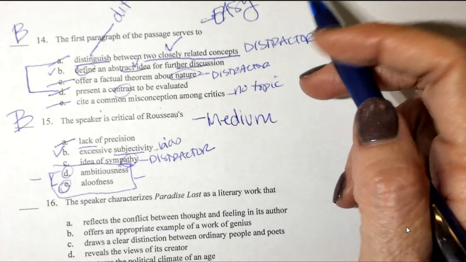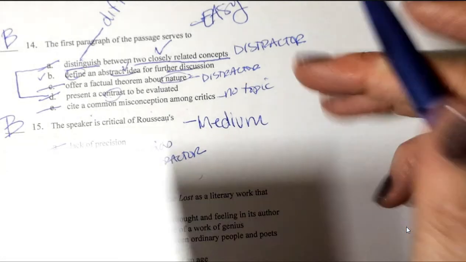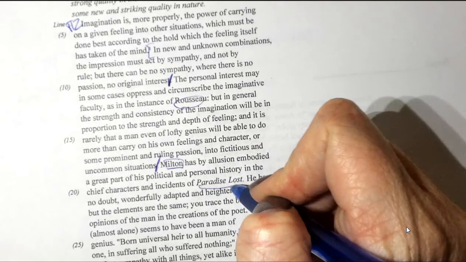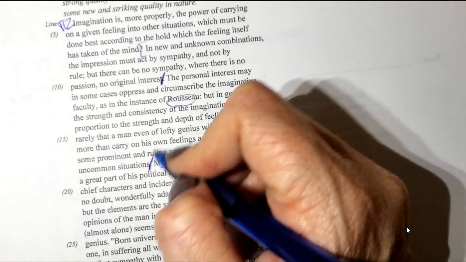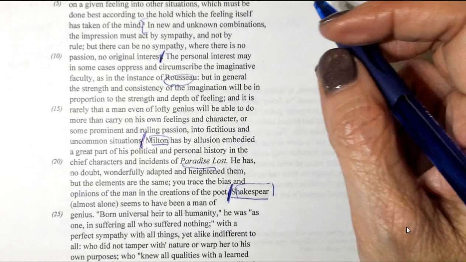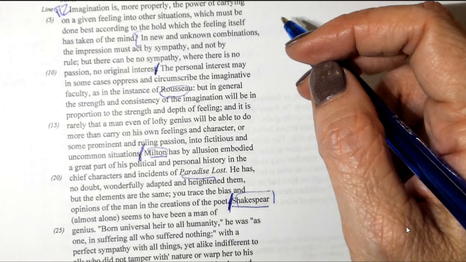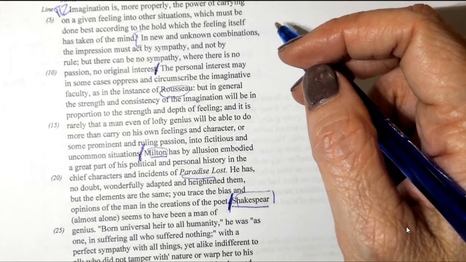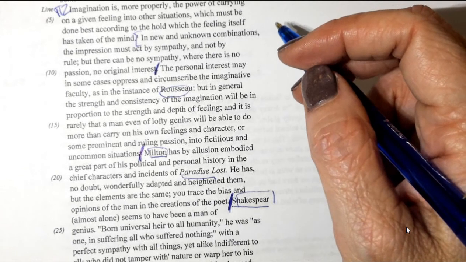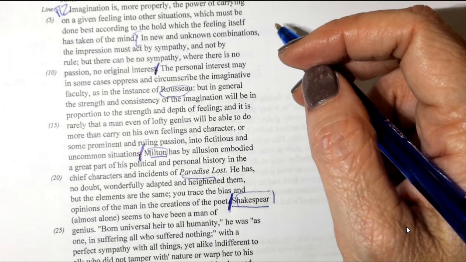The speaker characterizes Paradise Lost as a literary work that. So now we go, here's Paradise Lost. It starts with Milton. Notice our next one is Shakespeare, so I'm going to read from Milton down to Shakespeare. Right? Milton has, by allusion, embodied a great part of his political and personal history in the chief characters and incidents of Paradise Lost. He has, no doubt, wonderfully adapted and heightened them, but the elements are the same. You trace the bias and opinions of the man in the creations of the poet.